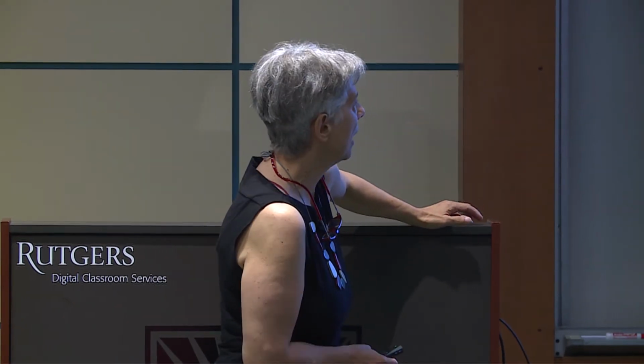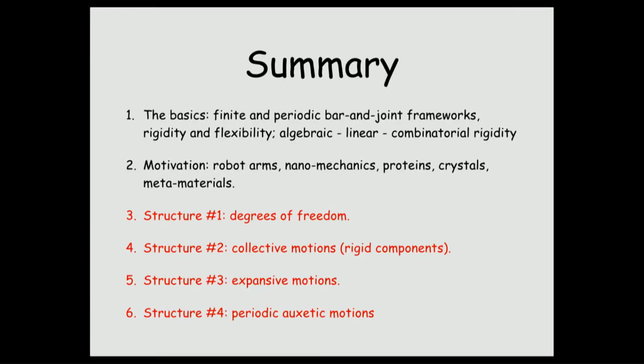There are 4 types of structures that I want to identify. I'm going to talk about degrees of freedom, about collective motions like rigid components, about expansive motions, and in the periodic setting about auxetic motions. And that's where I would like to have at least 15 minutes to talk. So let me just check how much time I have, because in the next 5 minutes I'm going to go quickly over the motivation. And this is real motivation. Everything that I'm going to talk about in these few slides are problems that are applied, that I heard about, and I'm working on them, or I've been working on them.